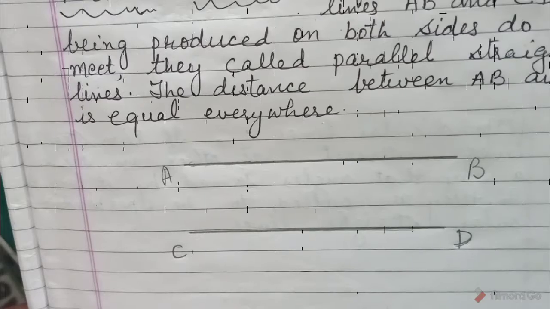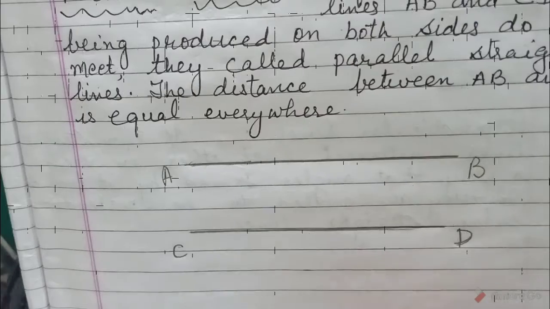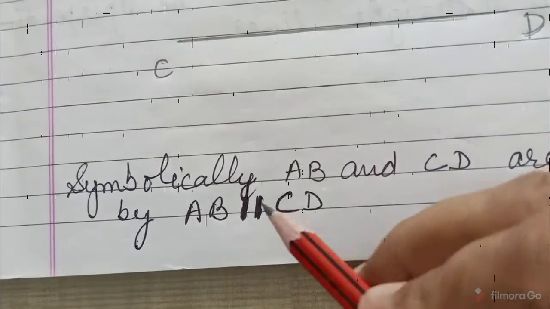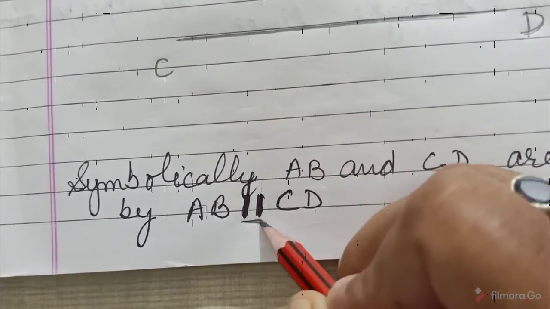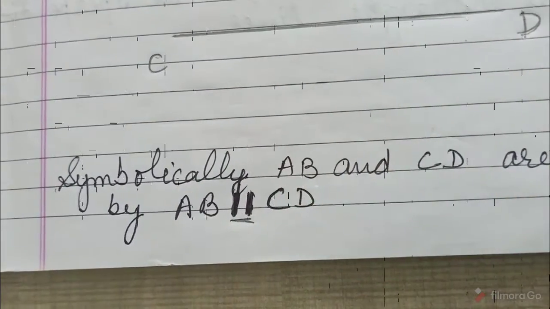The best example of parallel lines is a railway track. Now, symbolically AB and CD are shown like this. Symbolically we can write this symbol as the symbol of parallel lines. These two lines are called the parallel line symbol.